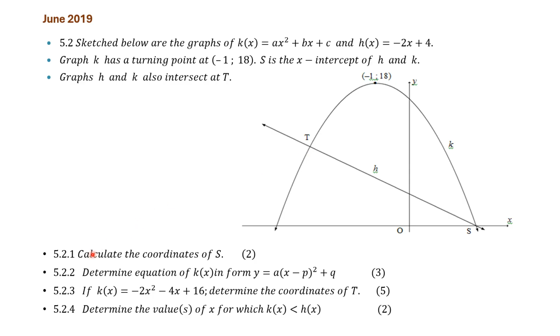Right? So 5.2.1, can you calculate the coordinates of S? So can you find the x-intercept given an equation? Determine the equation of k of x in the form y equal a, x minus p squared plus q, for 3 marks. Then, given to you as a quadratic formula, if k of x equal minus 2x squared minus 4x plus 16. So if we multiply this out, this is what we get. Determine the coordinates of t.